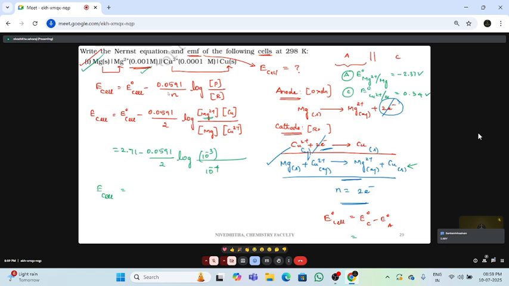Fine. If you have no doubt, then Sendamil Chelvan came up with the value, which is 2.68 volt. Brilliant. Yes, that is the right answer.